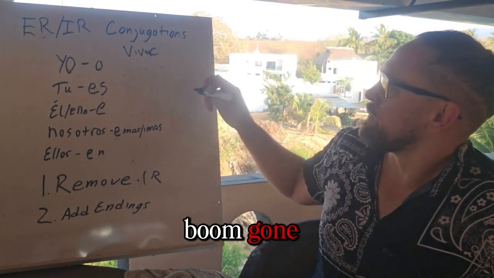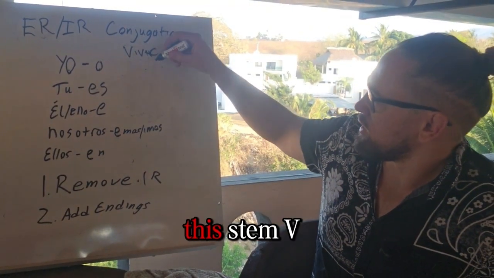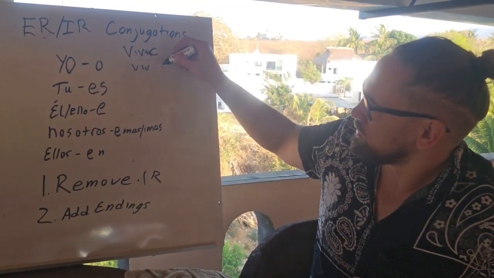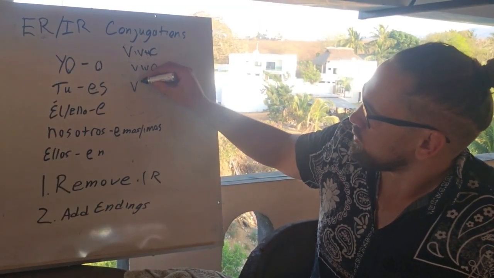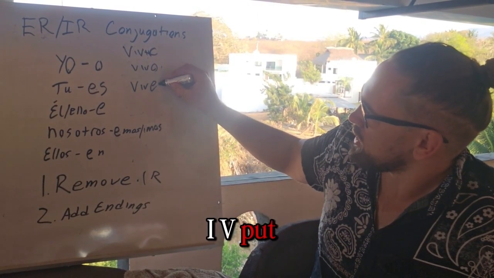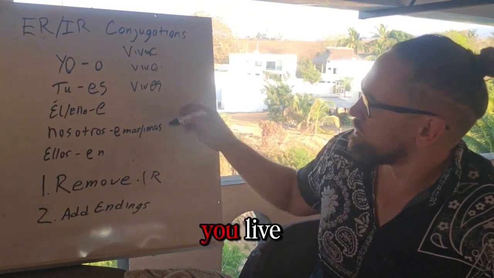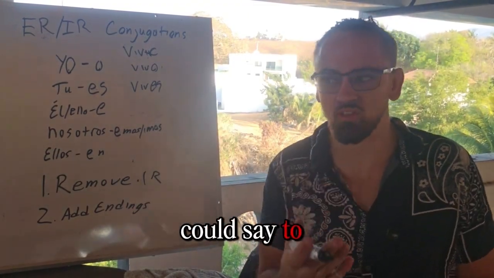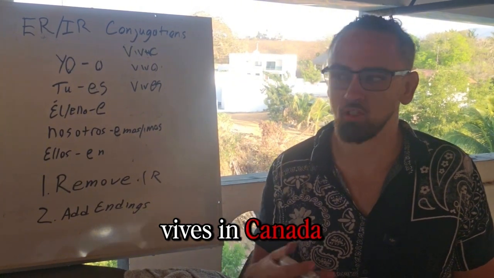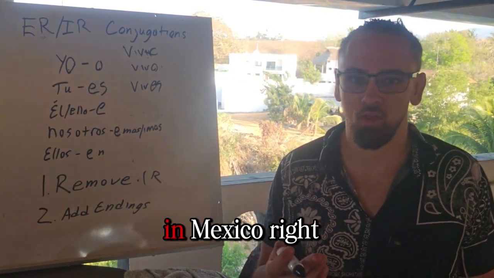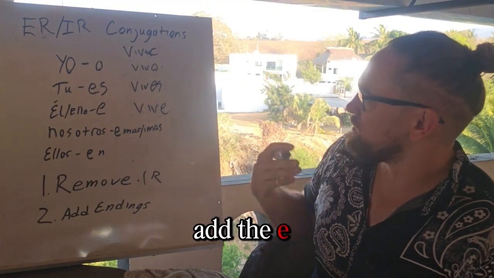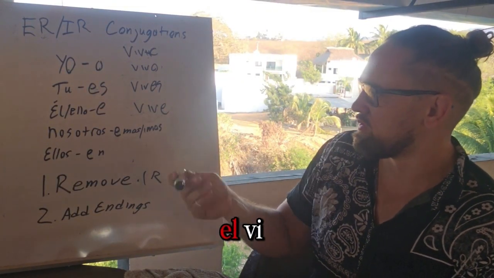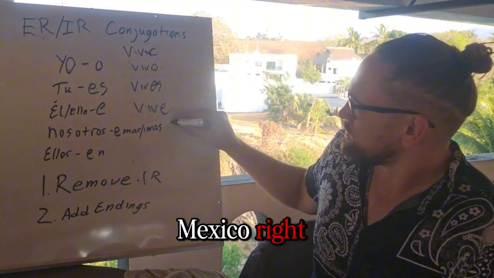Boom, gone. Then we take this stem, VIV, and we put the O, yo vivo. Take the VIV, put ES, vives, tú vives, you live. For example, I could say, tú vives en Canadá, right? You live in Canada. Yo vivo en México, right? I live in Mexico. VIV, add the E, vive, he lives in Mexico. Él vive en México, right?